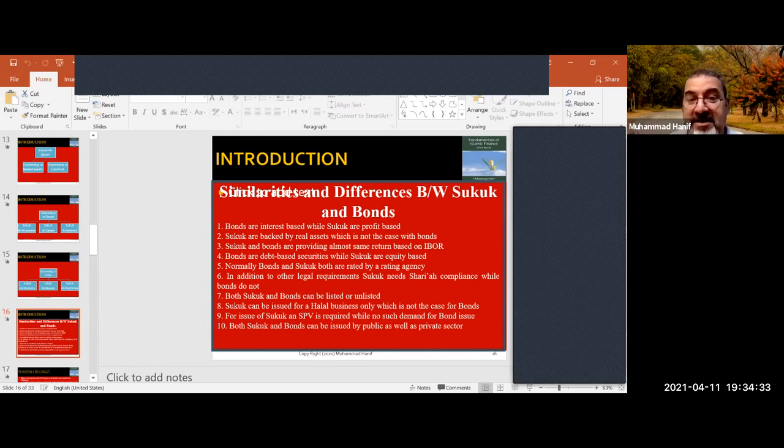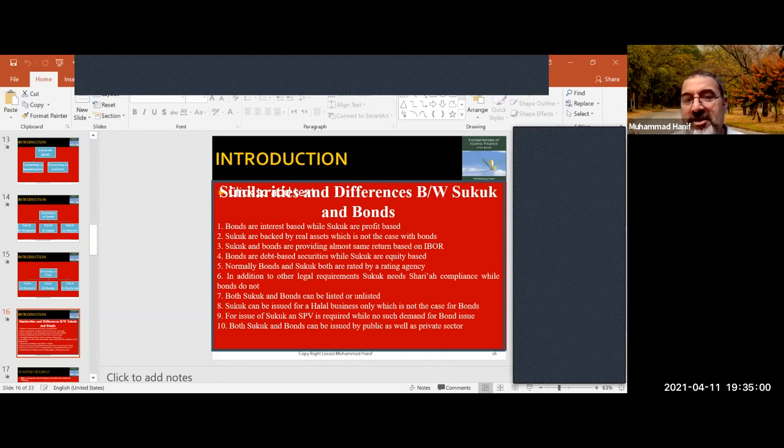Sukuk are backed by real assets, which is not the case with bonds. Bonds can be backed or not backed, but sukuk are always backed by real assets. Sukuk and bonds provide almost the same return based on the interbank offered rate. So this is a pricing decision. All Islamic financial products are priced competitively, taking into account the pricing in the conventional sector.